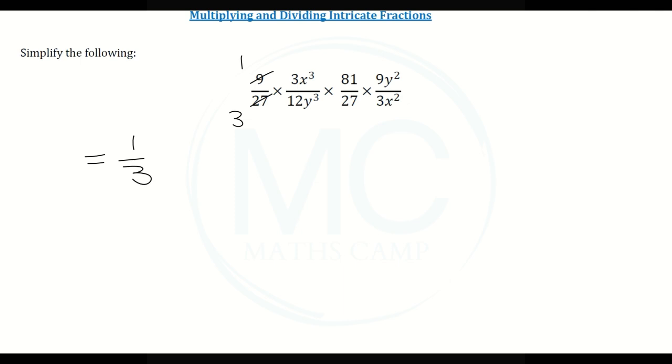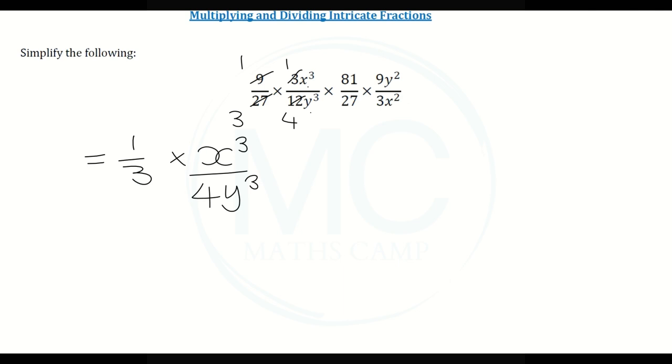Our second fraction, we have 3 and 12. 3 divided by 3 is 1. 12 divided by 3 is 4. We have x cubed and y cubed. They cannot cancel. So this fraction becomes 1x cubed, which is simply x cubed, over 4y cubed.